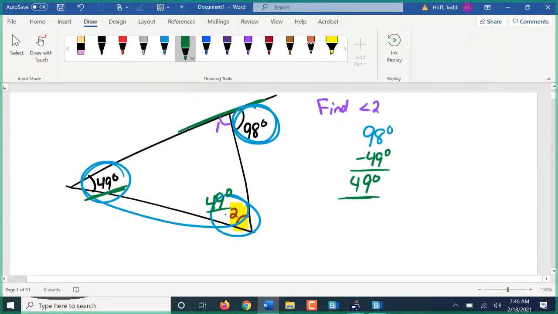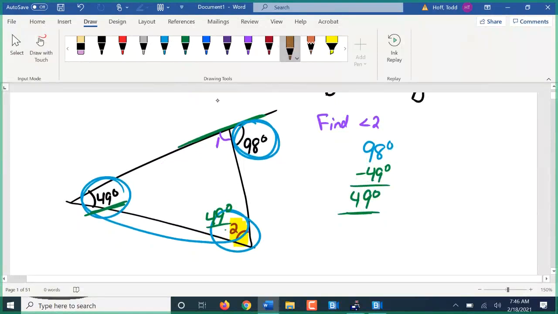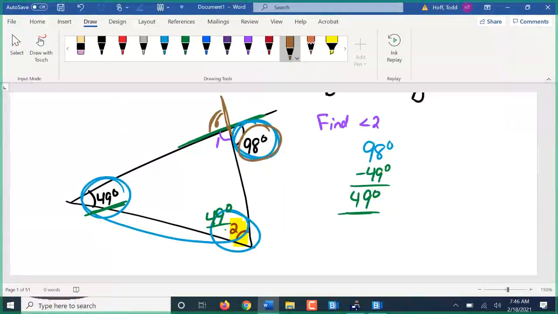Now you might wonder, well, what if this had gone off the other direction? What if I was looking at this exterior angle instead of this one? Well, those rules that we looked at for intersecting lines, the 98 degrees and this new exterior angle are vertical angles. They have to be the same anyway.